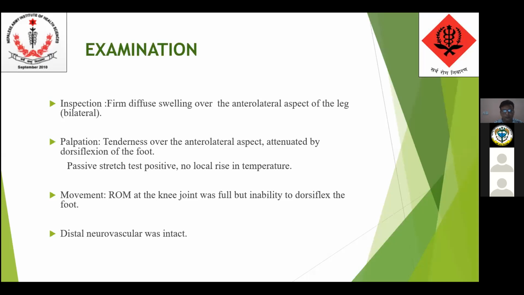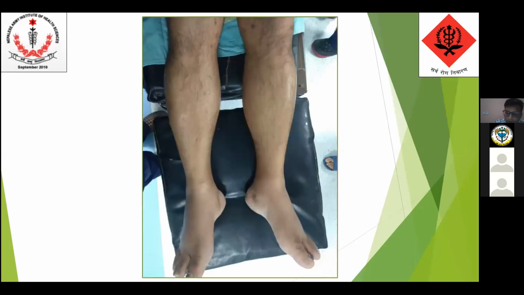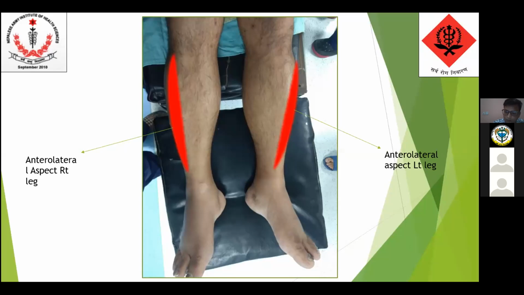The range of motion at the knee joint was full, but he was unable to dorsiflex both feet. However, the distal neurovascular status was intact. We can see the clinical picture of the patient with bilateral legs, and we can see his pain, swelling on the anterolateral aspect of the right leg and swelling on the anterolateral aspect of the left leg.